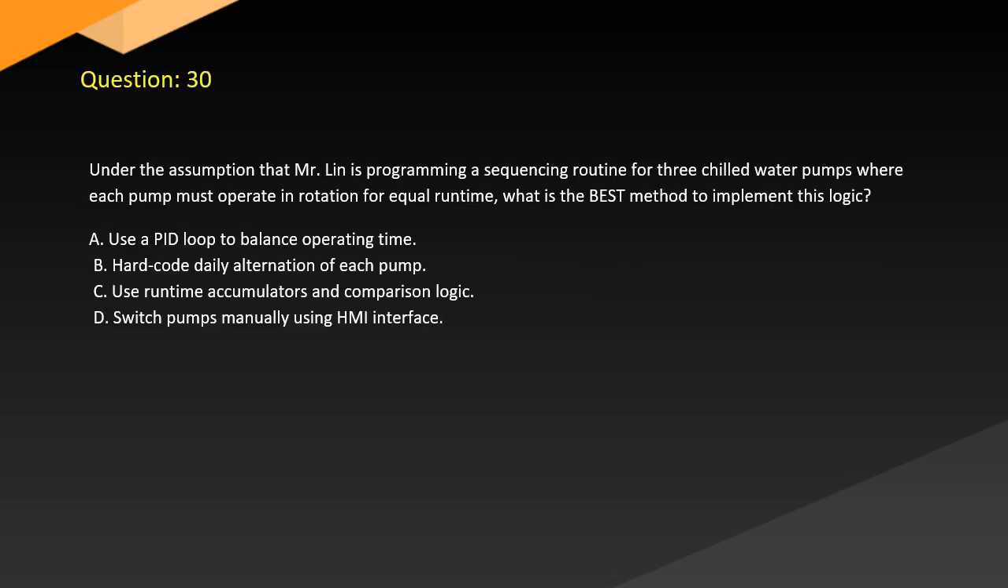Question 30. Under the assumption that Lin is programming a sequencing routine for 3 chilled water pumps where each pump must operate in rotation for equal runtime, what is the best method to implement this logic? A. Use the PID loop to balance operating time. B. Hardcode daily alternation of each pump. C. Use runtime accumulators and comparison logic. D. Switch pumps manually using HMI interface.